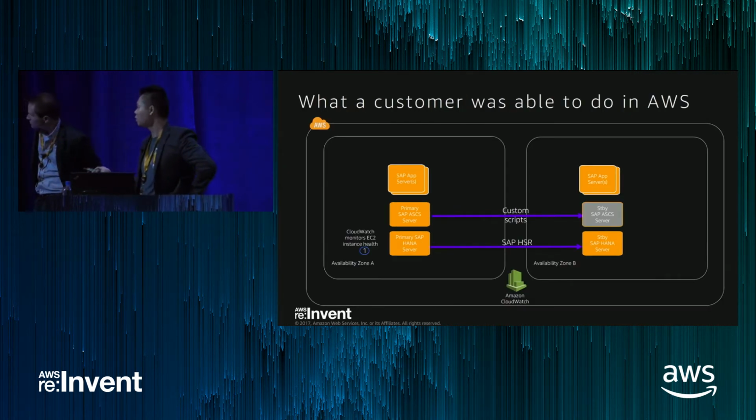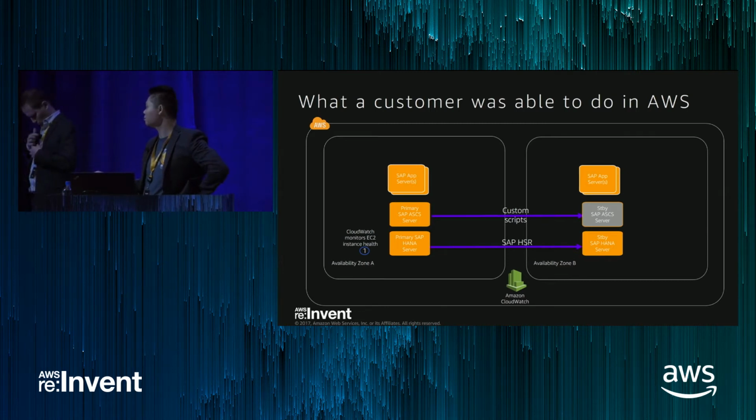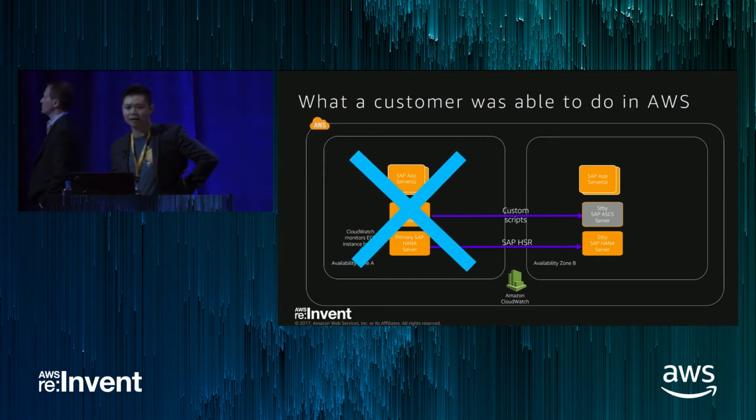So what we have over here in AZ A is their primary SAP HANA system with their ASCS and app servers spread across multiple AZs, right? And in a standby AZ, what they did was have a standby HANA server with SAP HSR, and also they have a standby ASCS system that's actually not running right now, right? So in the event that that AZ goes down, the AZ is no longer available, here's what they do to failover.